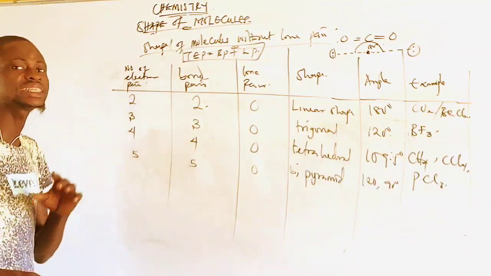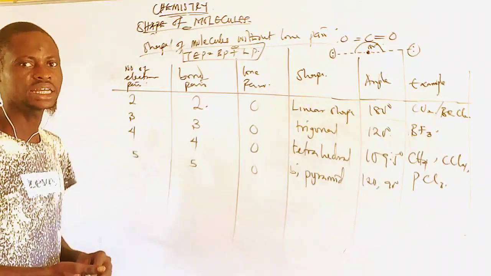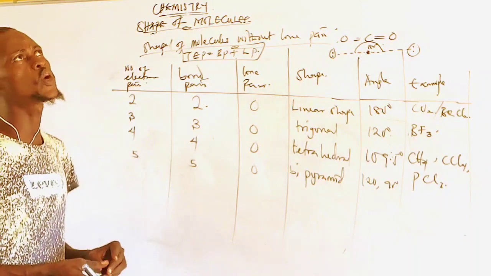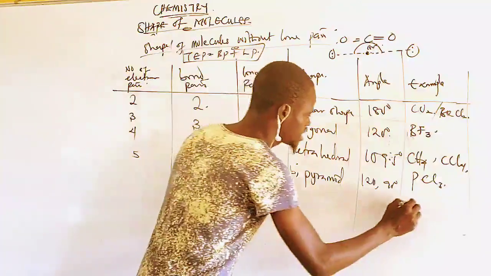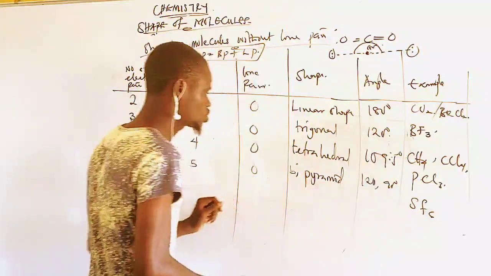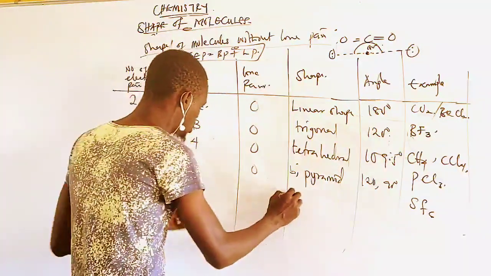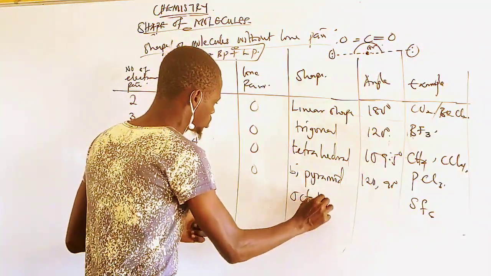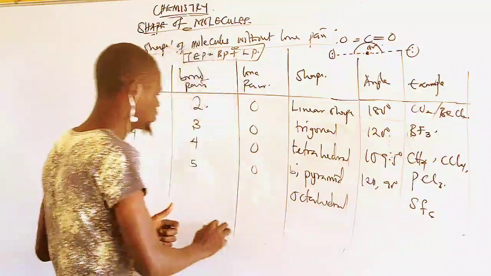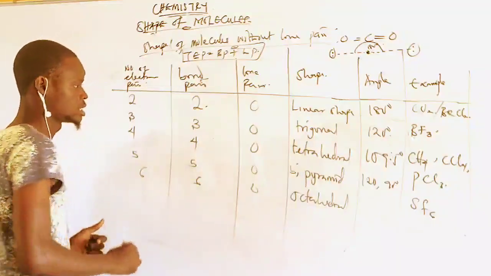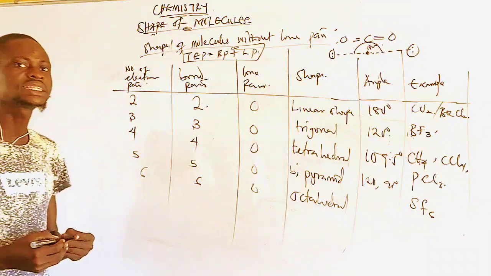Now what about the one that has 6? I think SF6 is an example. This one is octahedral in shape, with 6 bonding pairs. Now, what about the ones that have a lone pair?